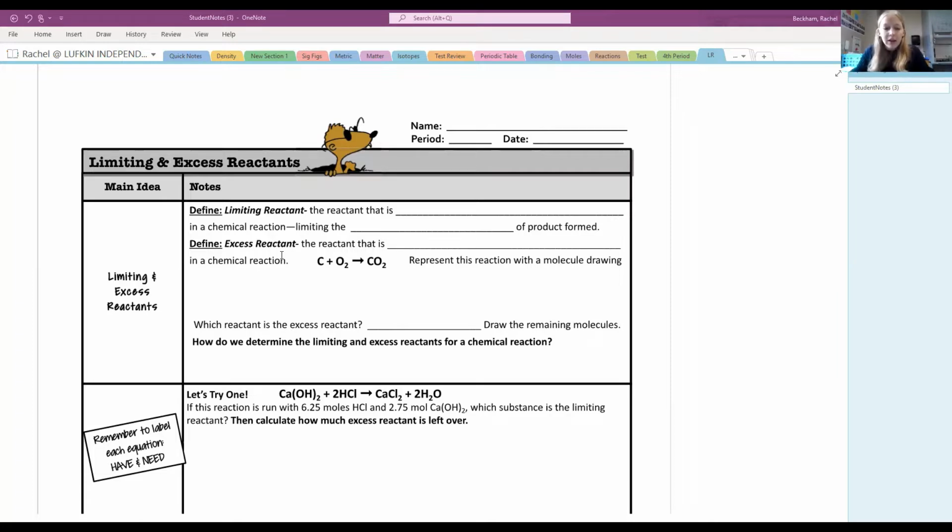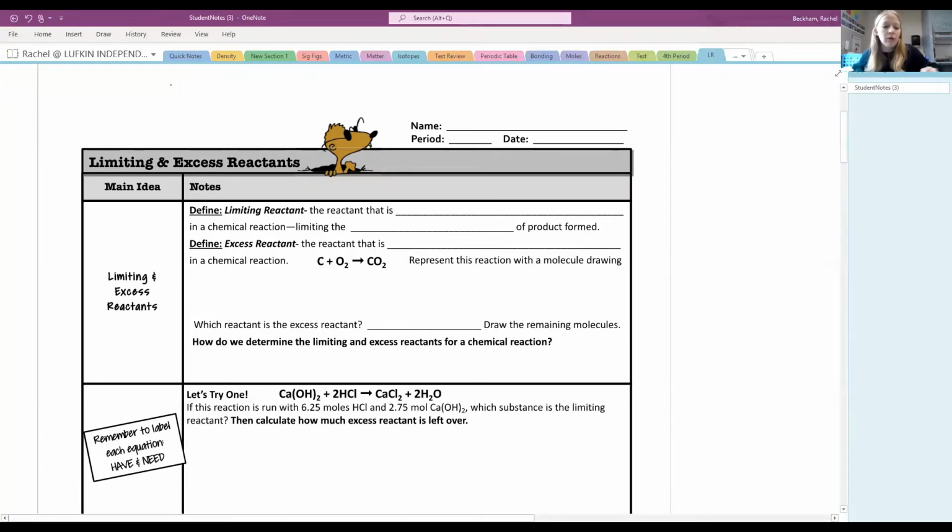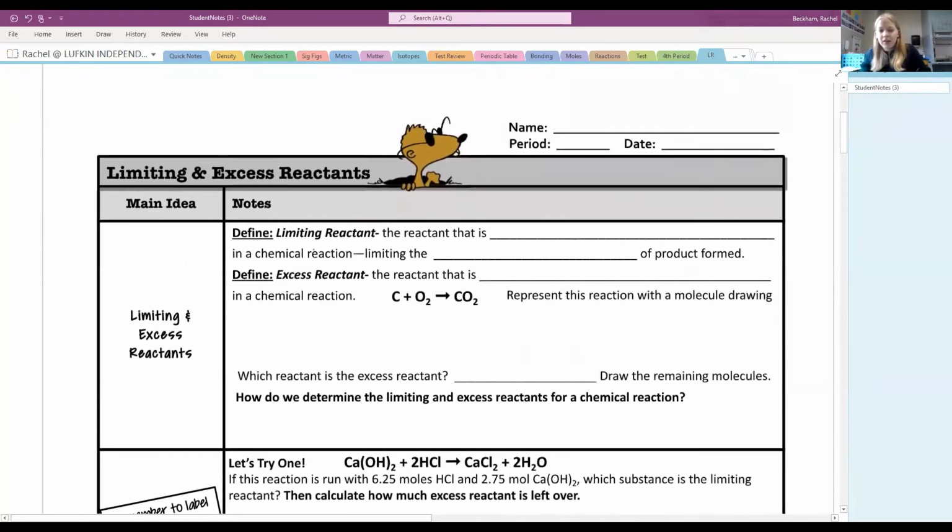And we did an intro activity yesterday on this topic about the limiting reactant. And so some of this should be making sense to you as we do it. And I want you to be thinking about the s'mores example that we did yesterday while we're going through this, okay? So the limiting reactant is the reactant that is consumed first in a chemical reaction, limiting the amount of product formed, okay?